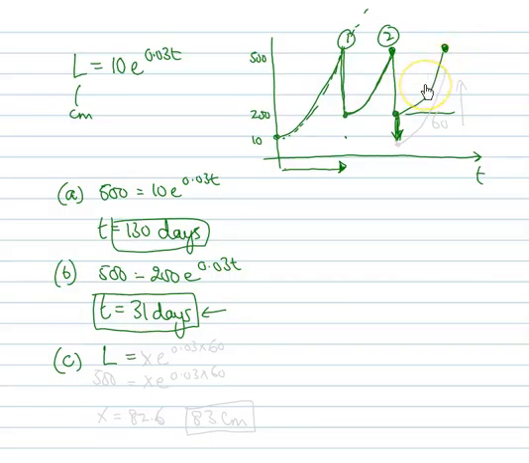We don't know what the initial value is. It's going to be somewhere down here, and it's going to take 60 days to reach the 500. So we don't know what that value x is, but we do know that it's going to take 60 days to get there and reach 500. So 500 equals x times e to the power of 0.03 times 60. Okay, and that's easy. We get 82.6, or let's say roughly 83 centimeters.